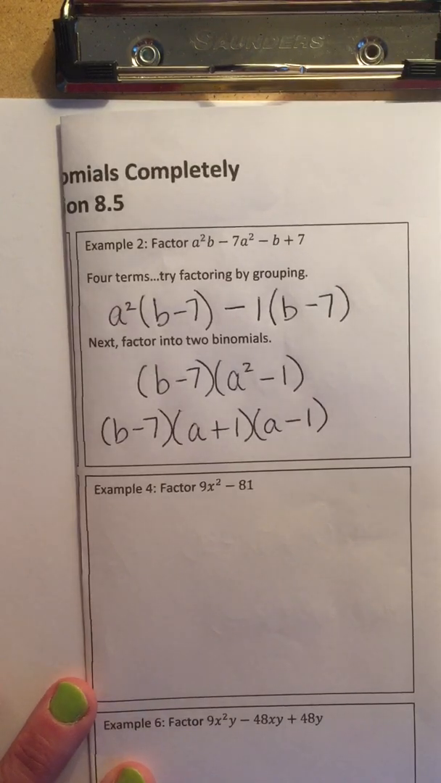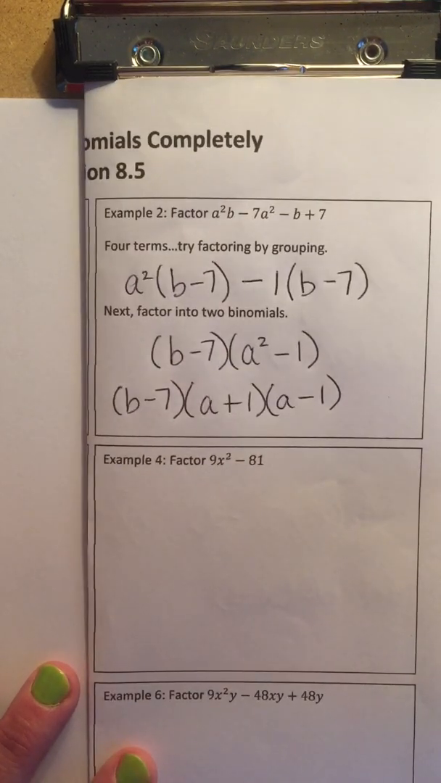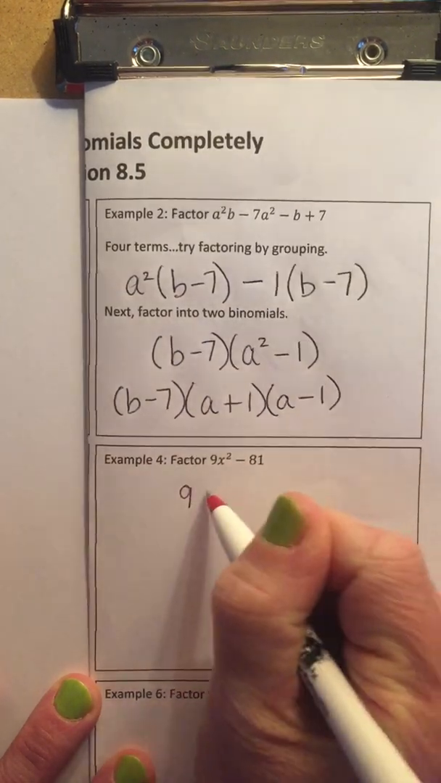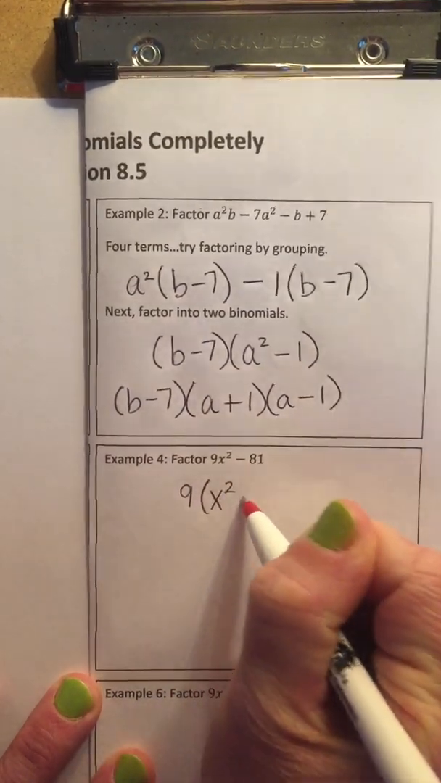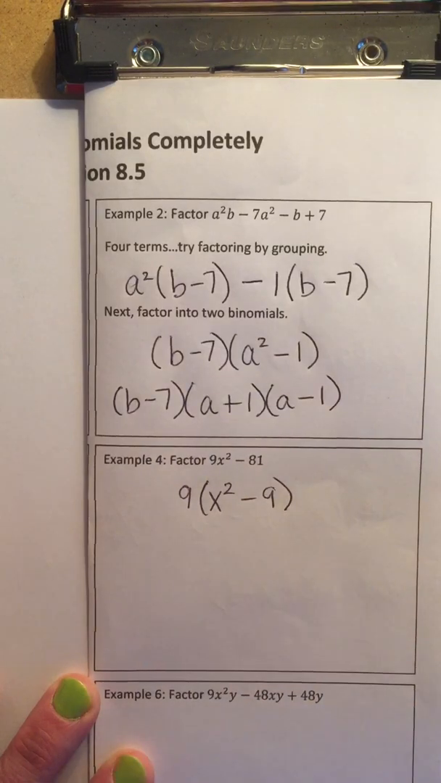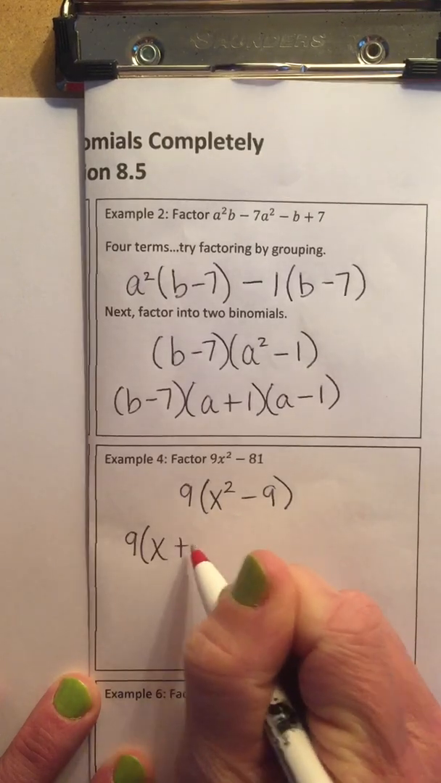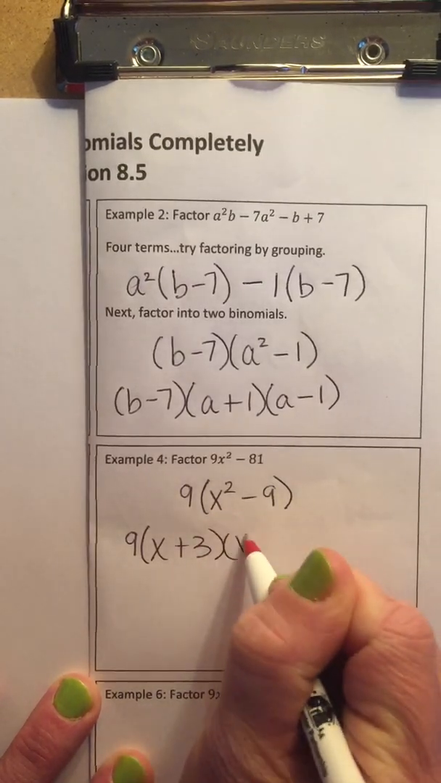Example 4, we're going to factor 9x squared minus 81. First factor out a 9. We're going to have x squared minus 9. 3 times 3 is 9, so keep that 9 out in front, and then we'll factor into x plus 3 times x minus 3.